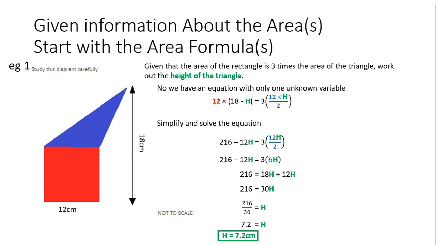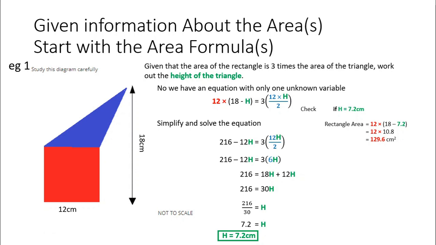Now that was a lot of working there, and at the very beginning you may not have known quite how to start, but if we go back to the very beginning, we can check if our answer is correct. Check if the height of the triangle is actually 7.2 centimeters. If that's the case, then the rectangle area will be 12 times, remember this height here? That is the full 18 minus the height of the triangle. So it's 12 times 18 minus 7.2. Simplifying that, 18 minus 7.2 is 10.8, and 12 times 10.8 is 129.6 centimeters squared.